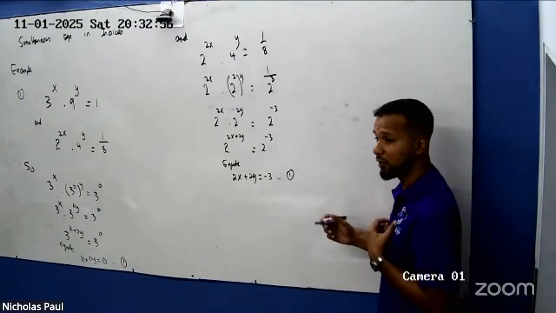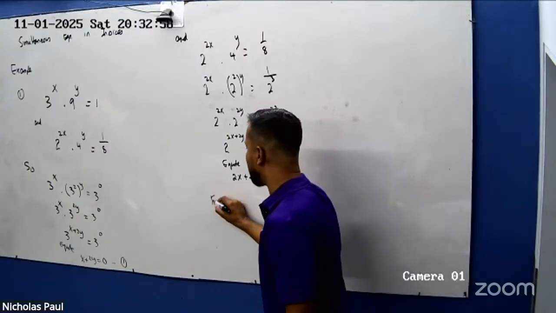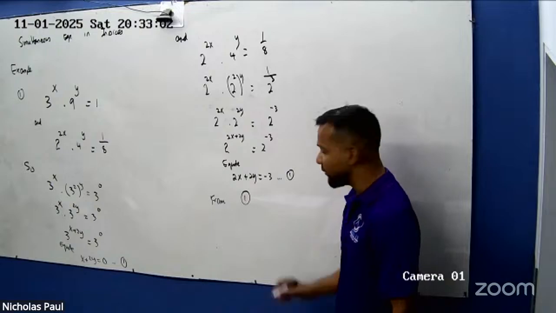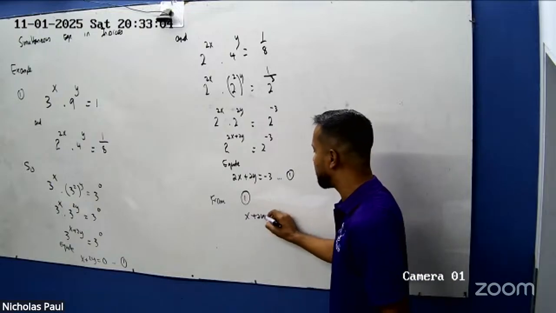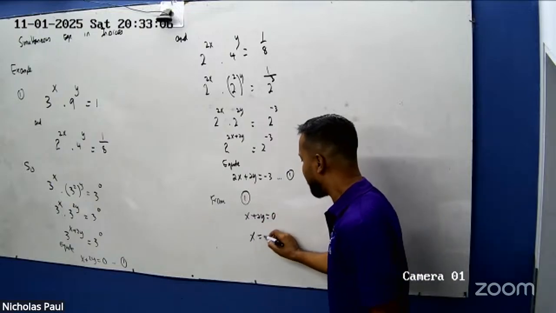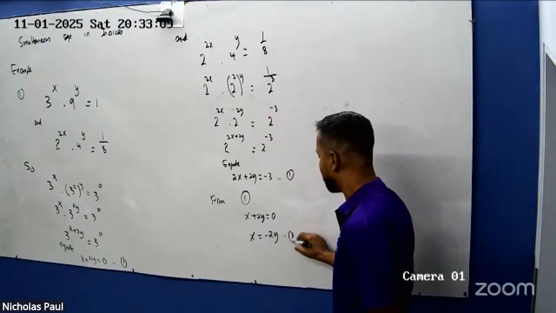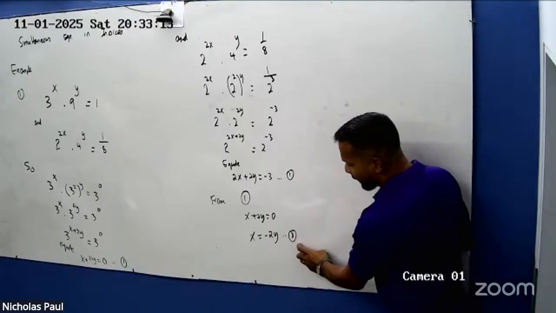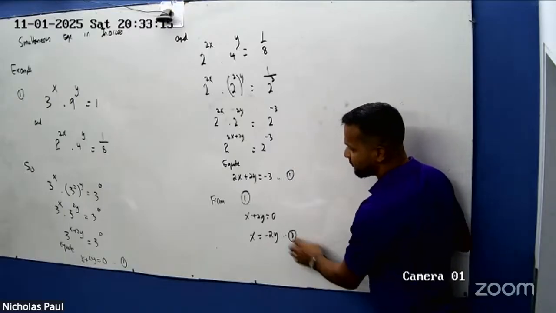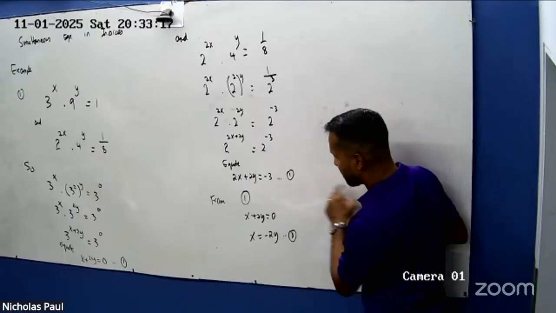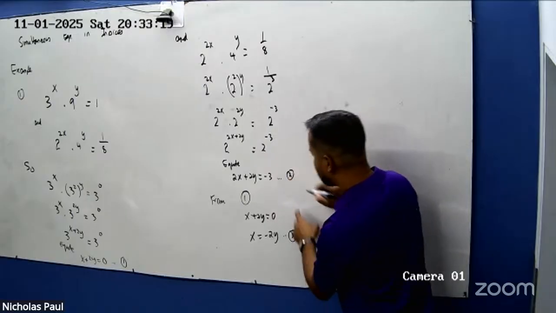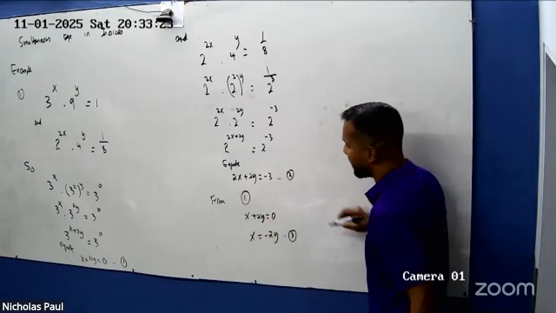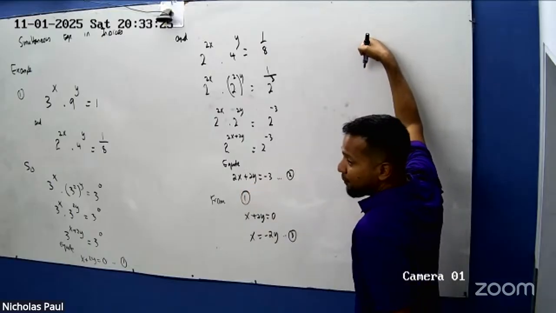Right? Ready? So from equation one, we can make x the subject of the formula. x plus 2y is 0, so x is minus 2y. Now we know what x is, so I am going to take this x and substitute it in equation 2. I am going to take this and substitute in here.